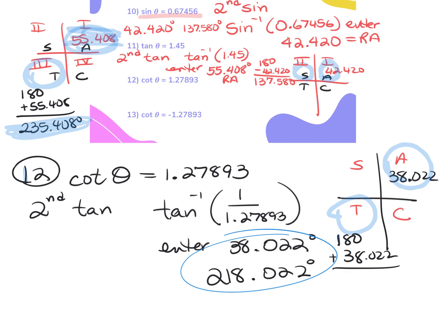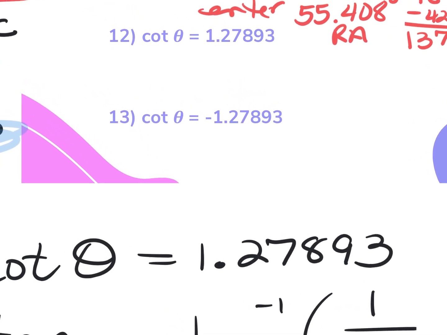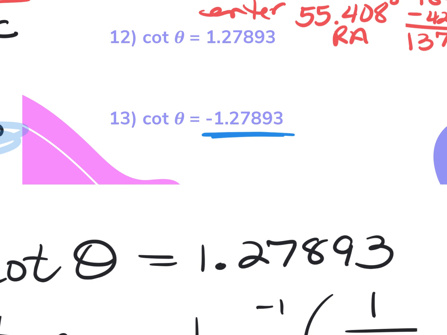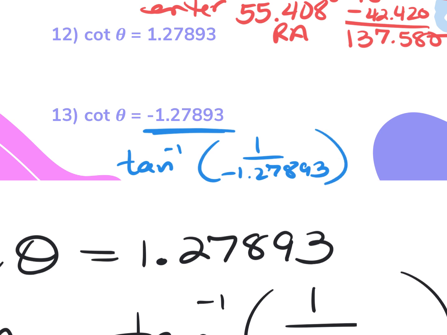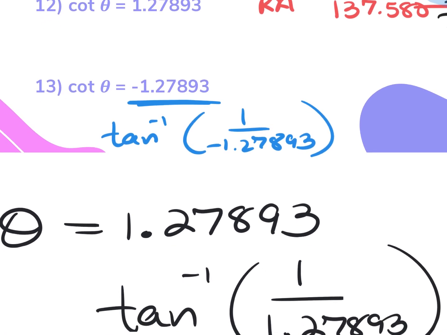Now, if this were negative, and that's what we're going to see on the next one, it's going to come from quadrants 2 and 4. So when this number is negative, we're going to enter it into the calculator as positive. Because if you enter this like this, tangent -1, 1 divided by -1.27. Everybody try it. What do you get? Has anybody tried it? Error. No, you don't get error. We're going to get an angle, a negative angle in this case. It's not going to be our reference angle. When I do this in my calculator, you're going to get negative 38.022.